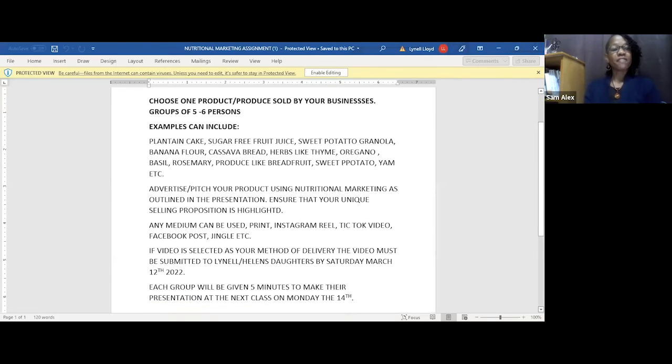If you're selecting a video, you can do it through any medium: TikTok, Instagram Reel, you could do a video, or you can do a write-up for social media. You choose your medium, okay? And if you're going to be doing a video, that wouldn't be the date for them.